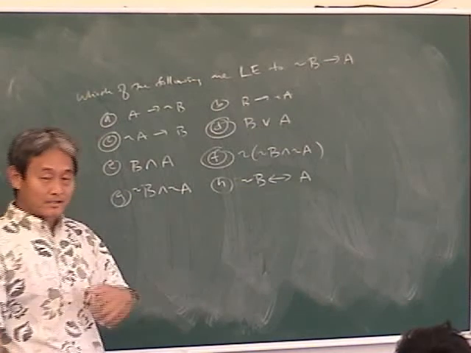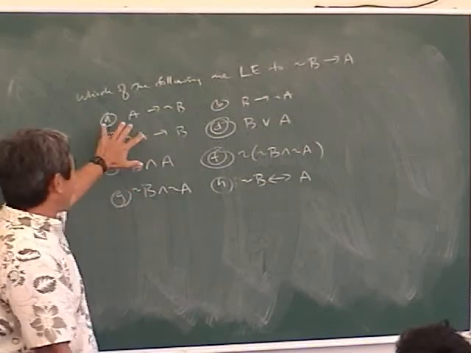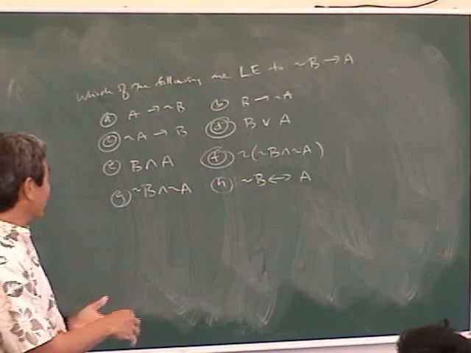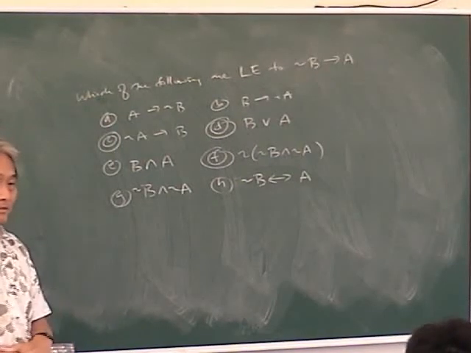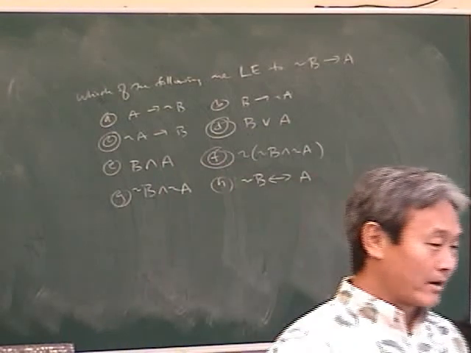Okay, so that's it. This is really not that hard. But the hardest part is getting these things down. So you have to know which statements are logically equivalent, and then you have to know how to make truth tables. Okay, that's it.